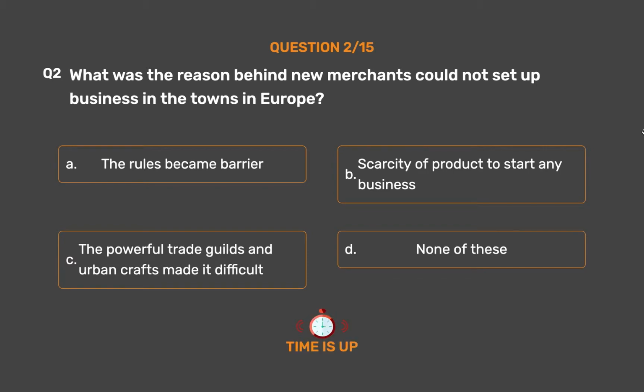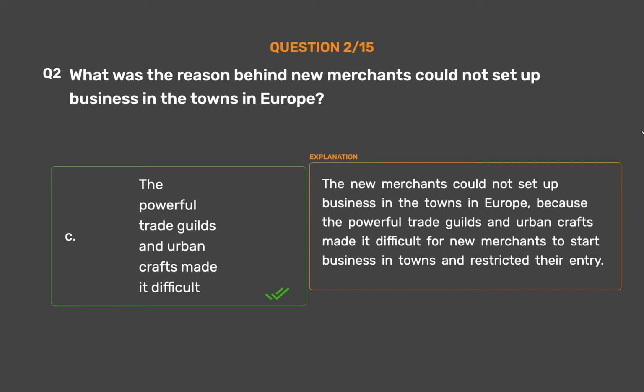The correct answer is Option C. The powerful trade guilds and urban crafts made it difficult. The new merchants could not set up business in the towns in Europe because the powerful trade guilds and urban crafts made it difficult for new merchants to start business in towns and restricted their entry.